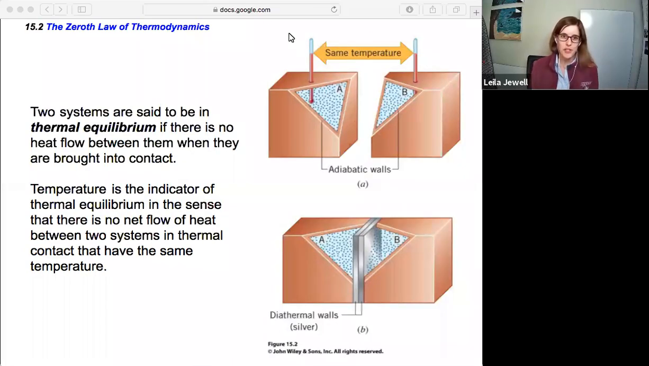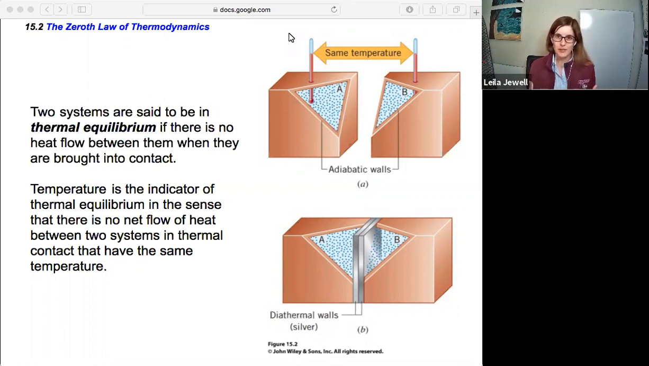Section 15.2, the Zeroth Law of Thermodynamics. Now, why the zeroth law? Do we start with that? Is it like computer programming where it's zero indexing and we start counting at zero? Not quite. It turns out, historically, the other laws were determined first, but this law was discovered later. It was so fundamental that they decided they had to put it before the others. So it became the zeroth law.